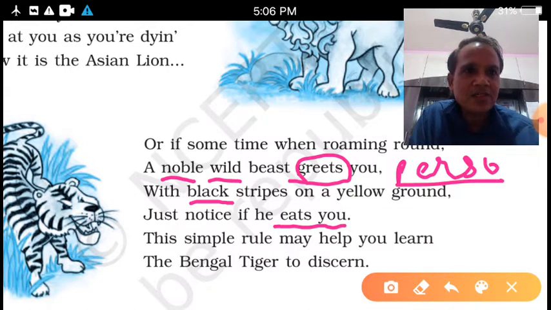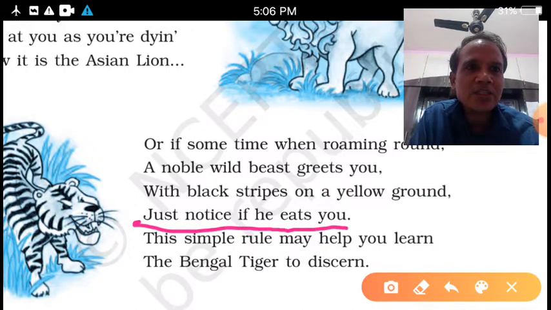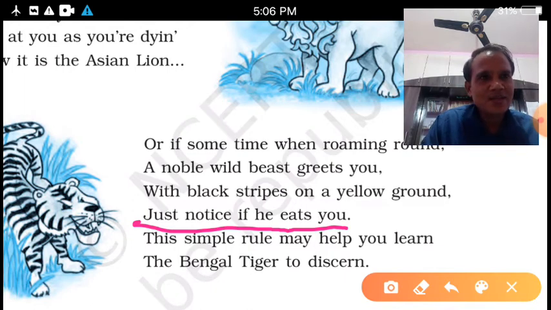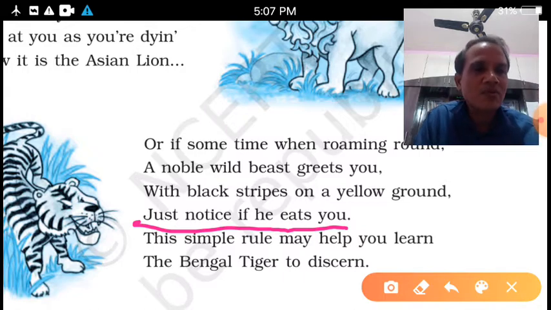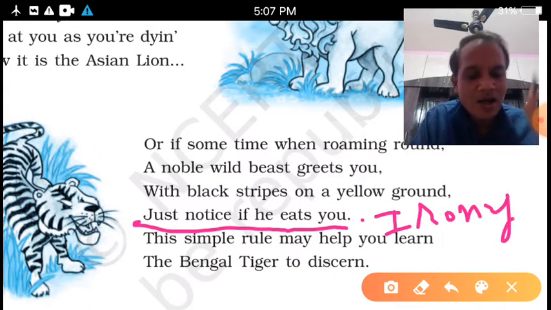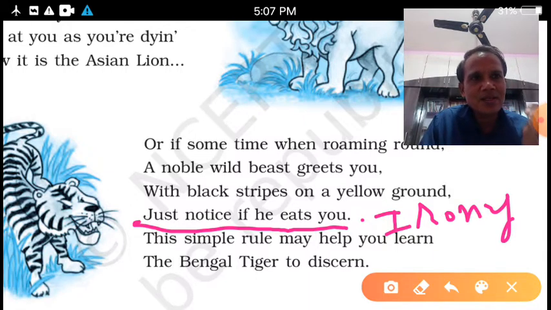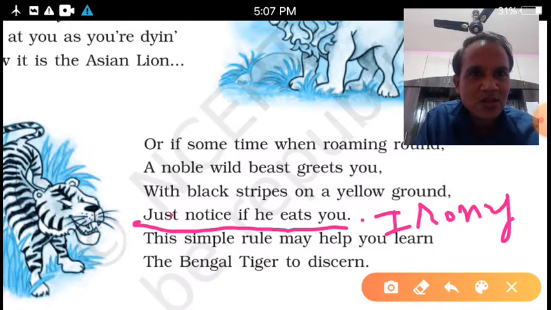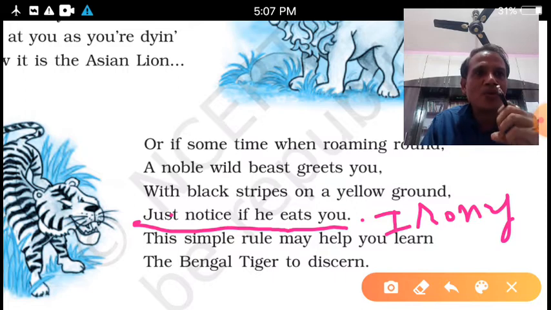Next one, it is very very important. Just notice if he eats you. Here the figure of speech is irony, and this is the only example, I do believe, in this textbook where the figure of speech is irony. How is it irony? Because one cannot notice anything if he is dead. The poet said, just notice if he eats you. When he has already eaten us, how can we see the tiger? So it is irony.